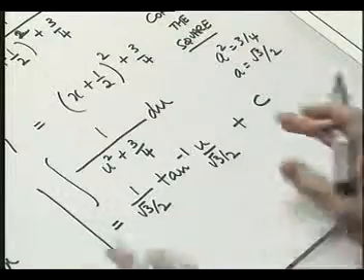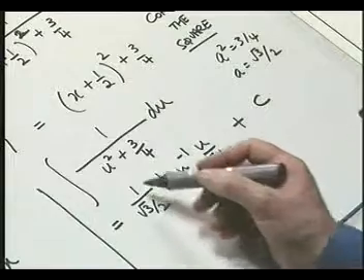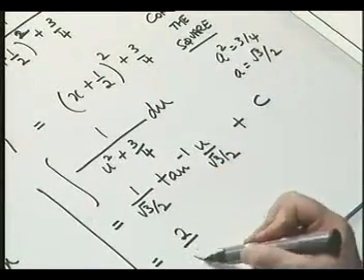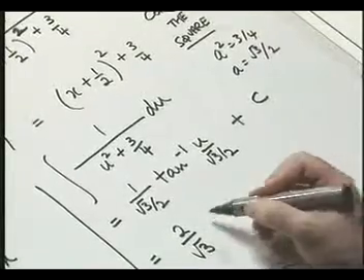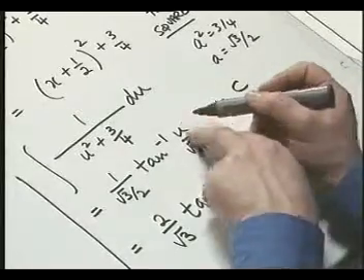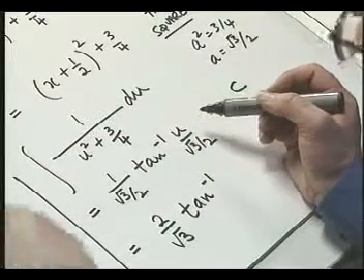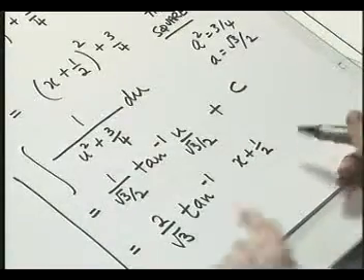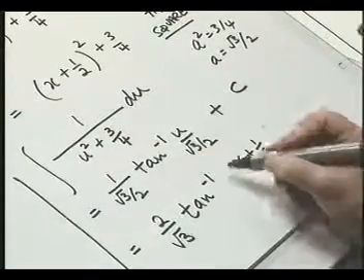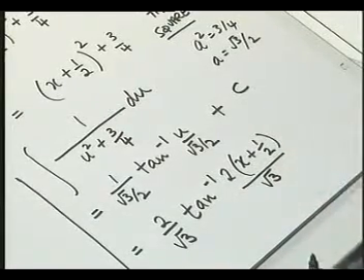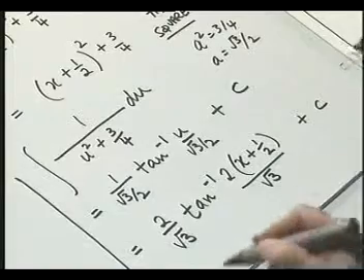Just to tidy this up a little bit, we're dividing by a fraction here, so dividing by root 3 over 2 is like multiplying by 2 over root 3. We have a tan to the minus 1 U, we can replace with x plus a half. And again, dividing by root 3 over 2 is like multiplying by 2 over root 3. And we have a constant at the end.